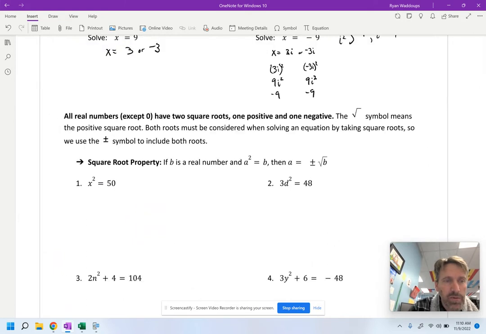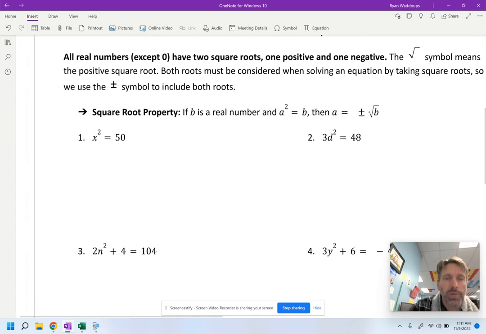All right, let's read what it says here. It says all real numbers except 0 have two square roots, one positive and one negative. The square root symbol means the positive square root, called the principal square root. Both roots must be considered when solving an equation by taking square roots, so we use the plus or minus symbol to include both roots. The square root property: if b is a real number and a squared equals b, then a equals plus or minus the square root of b.